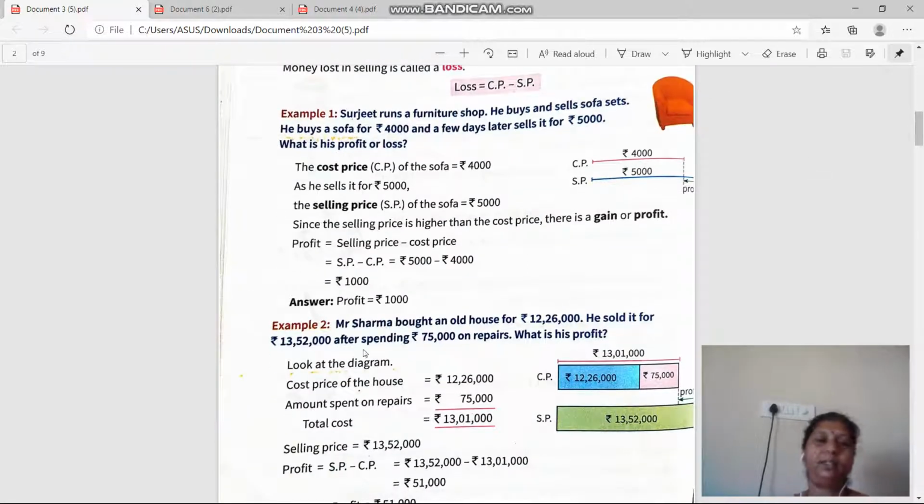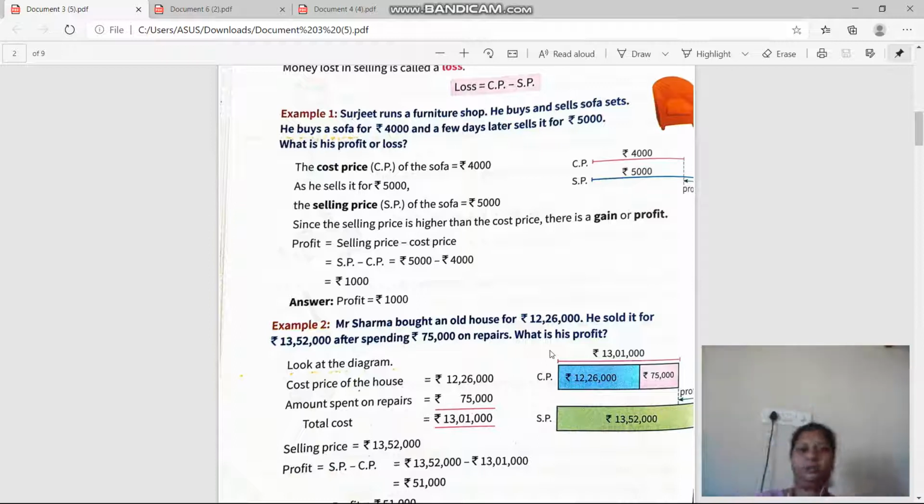So I will discuss the second example. Mr. Sharma bought an old house for 12 lakh 26,000. He sold it for 13 lakh 52,000 after spending 75,000 on repairs. What is his profit? First of all, read the example. Whenever there is a story sum, we have to read the example. Second thing, you have to write down the things that are given. Okay, so which things here are given?